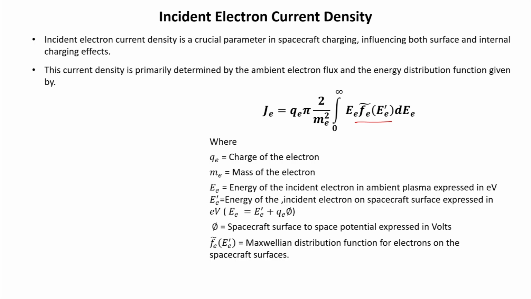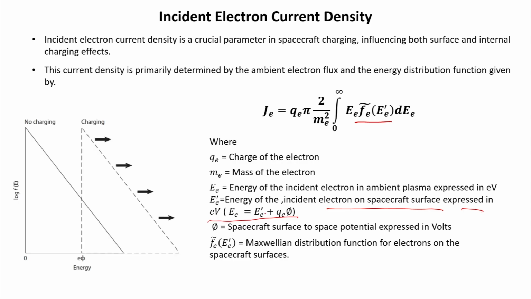And what is E dash? E dash is the energy of the electron on the spacecraft surface expressed in this way. Now, the same thing if I do it for this ion thing, then this sign will just change, and you have seen it, we have discussed it for the other species, it will shift on the other side. So, this thing already we discussed.